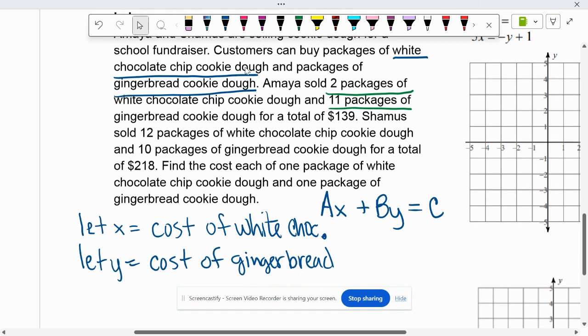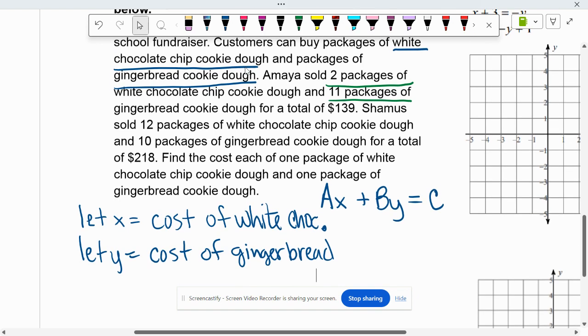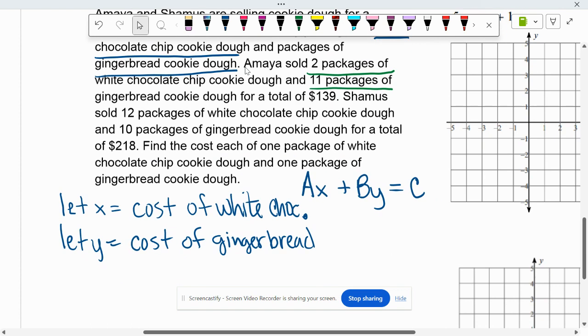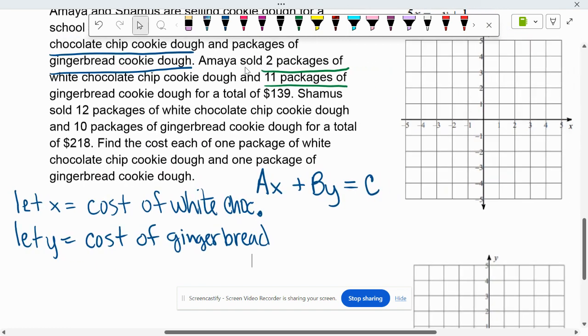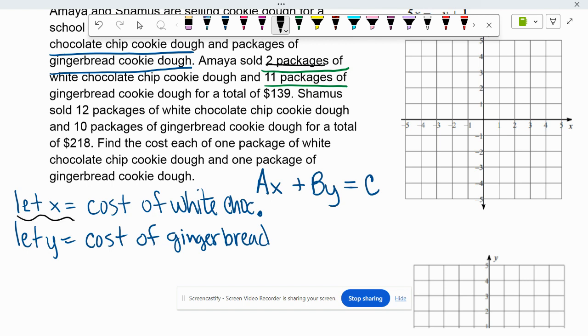So how do I show that Amaya sold 2 packages of white chocolate chip, 11 packages of gingerbread, and raised a total of $139? How do I show that? What's the number that represents the X variable? How many packages of the white chocolate did she sell? So that's 2X plus how many packages of the gingerbread cookie did she sell? 11Y. And how much money did she raise? 139. Okay.